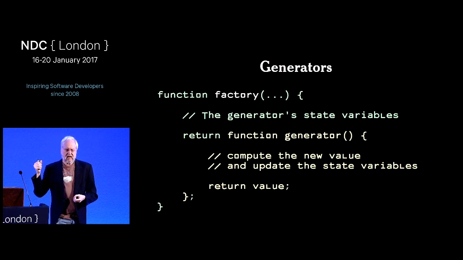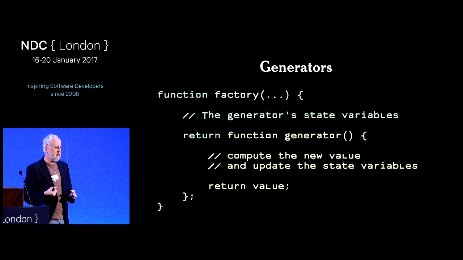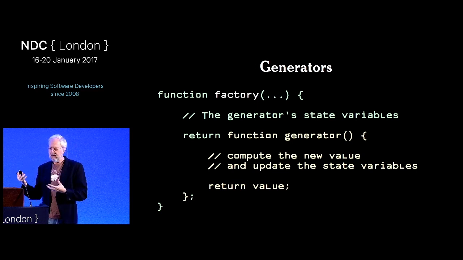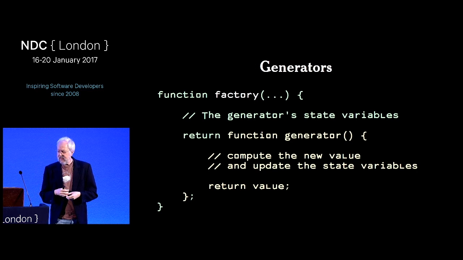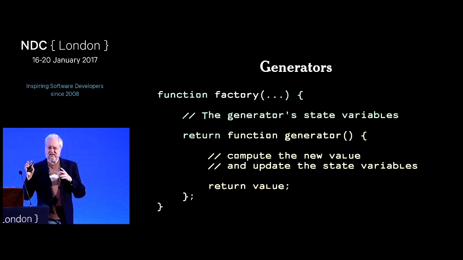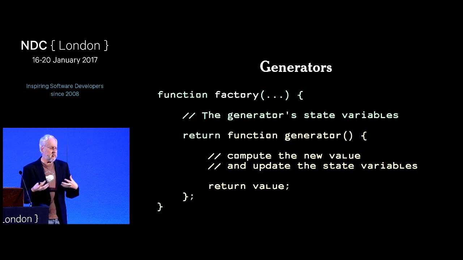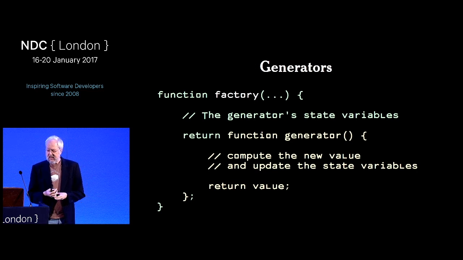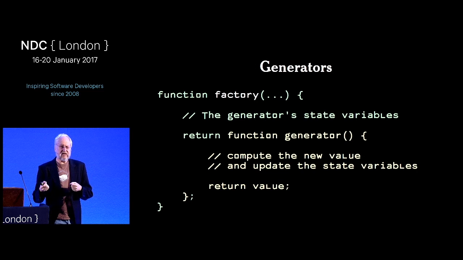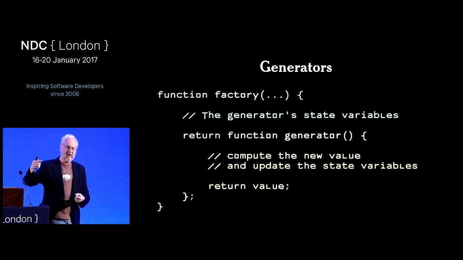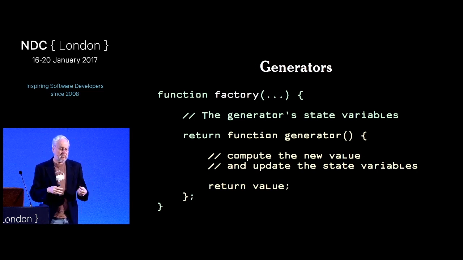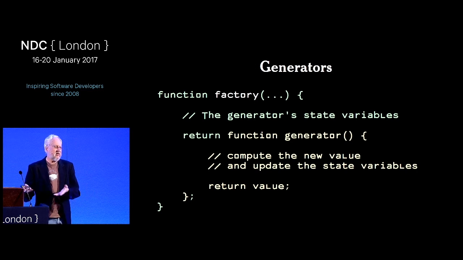So we've got a factory function, which is the thing that makes generators, and it can take arguments. And the variables of the factory function become the state variables of the generator. Then the factory returns a function, which is the generator function, and each time it's called, it will compute a new value and update the state variables that are in the closure of the outer function and return the value. This is a really straightforward pattern. It's really easy to write.